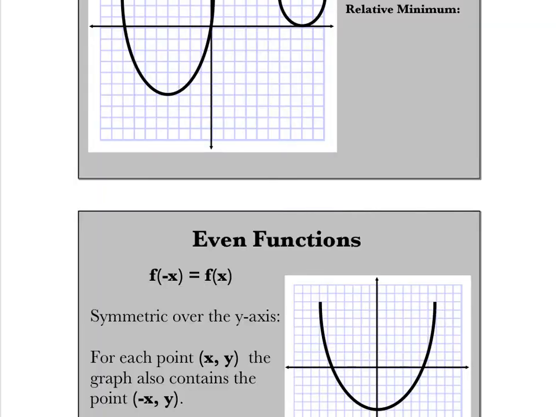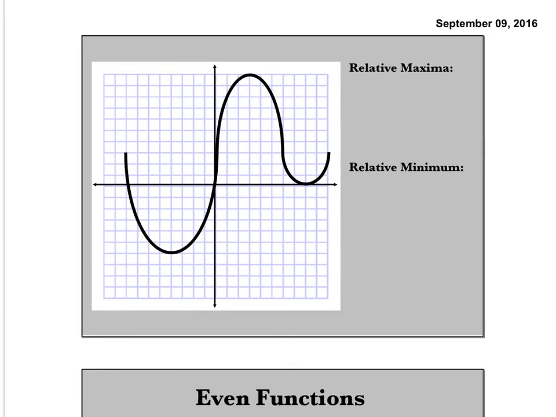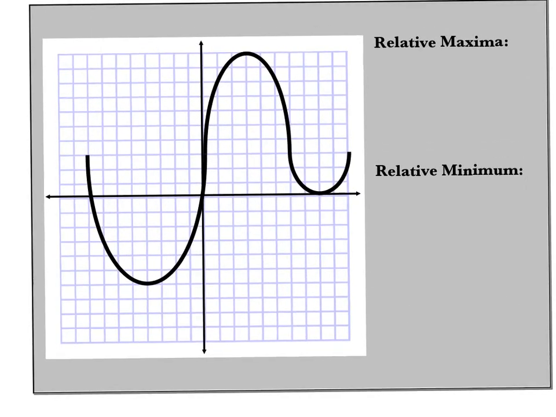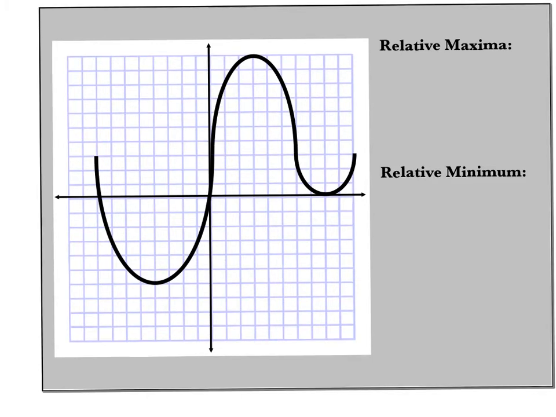So let's look at an example here. So this graph, before we look at what the relative max and mins are, we can count how many we have. So relative maxima, the places where we have a mountaintop, it changes from increasing to decreasing, we have 1, and it's right here. Relative minimum, we have 2 of those. There's 1 down here and 1 down here. So there's 3 different points we have to describe.